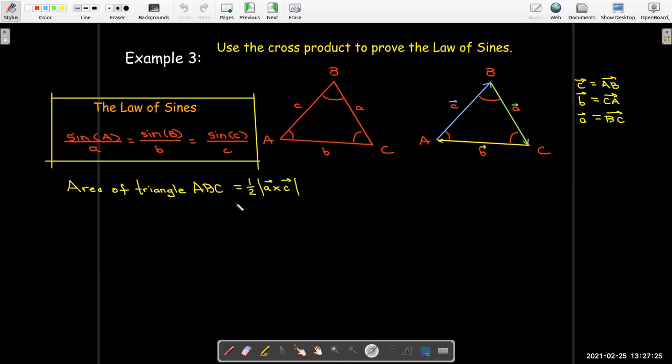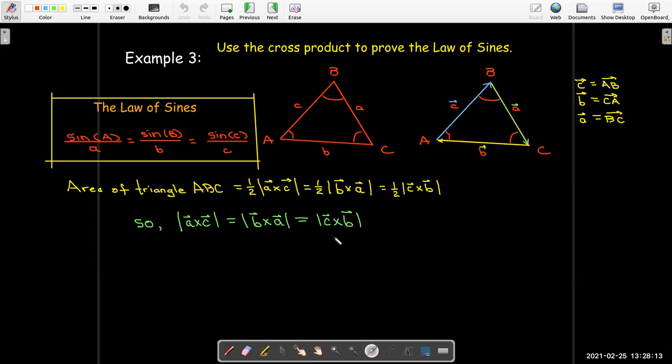So the area of triangle ABC is, what we just saw, half the magnitude of A cross C. And it was also half the magnitude of B cross A. And it's also half the magnitude of C cross B, which tells me, okay, I can go ahead and factor out the 1/2 or multiply all of these by 2 to say that in a triangle, there's nothing special about this triangle, the magnitude of A cross C is the same as the magnitude of B cross A, and it's the same as the magnitude of C cross B. So that's a very interesting result on its own.